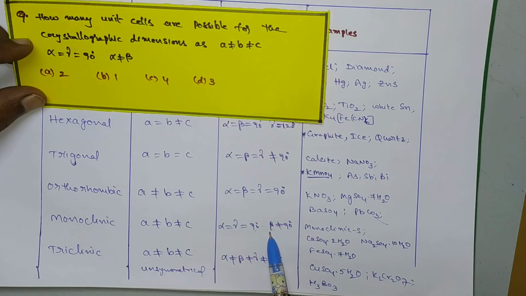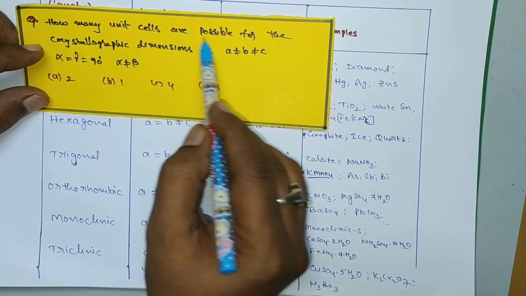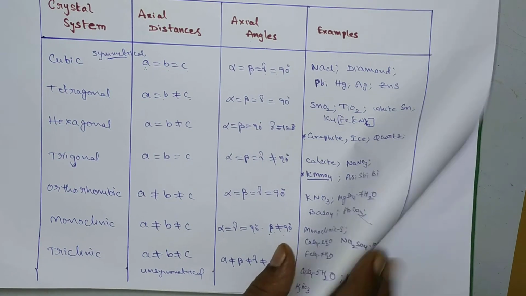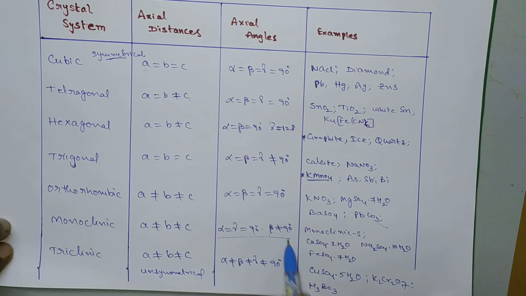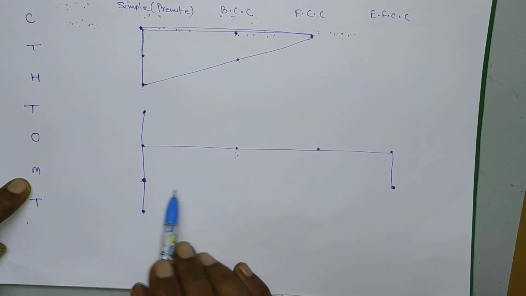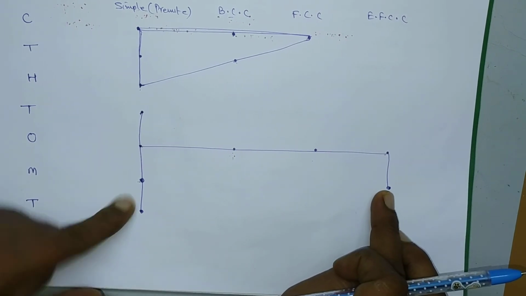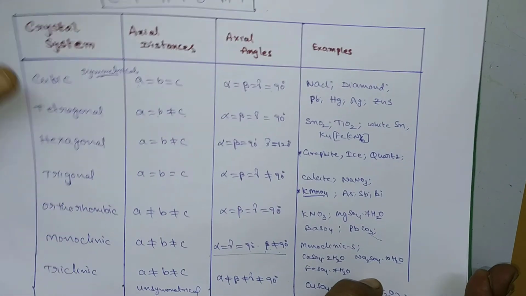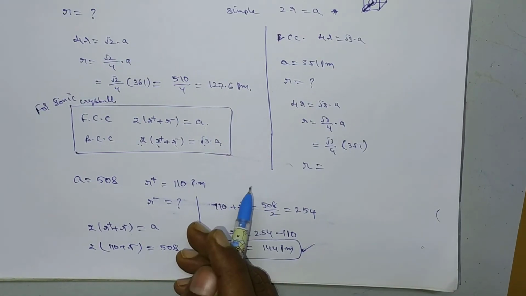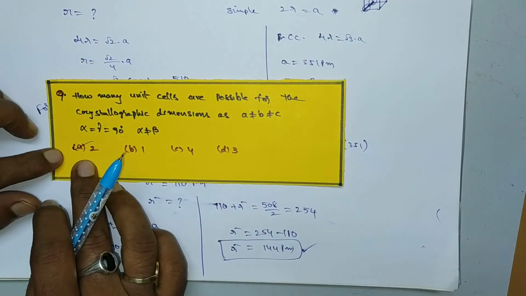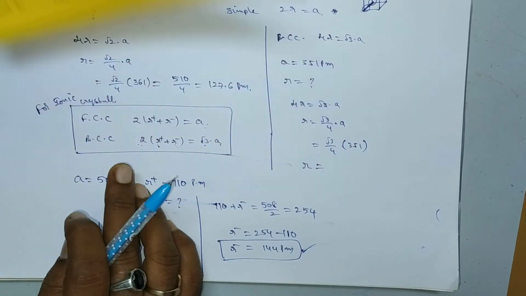So here he asked for how many unit cells are possible for monoclinic structure. So how many unit cells are possible for monoclinic structure? Here it is monoclinic. So for monoclinic, how many are possible? 2 are possible. One is simple, other one is end face centered. So 2 are possible. Okay, clear? And next one.